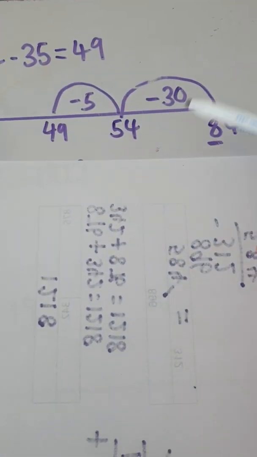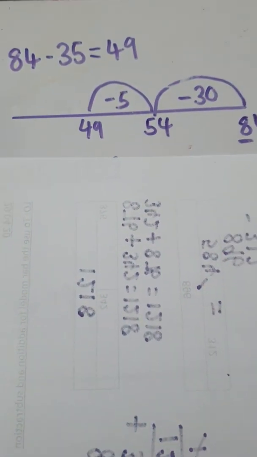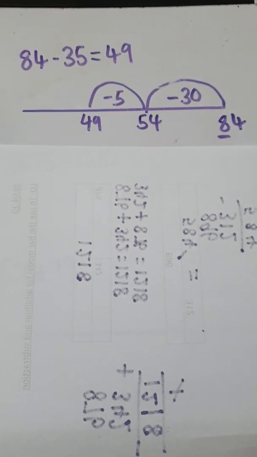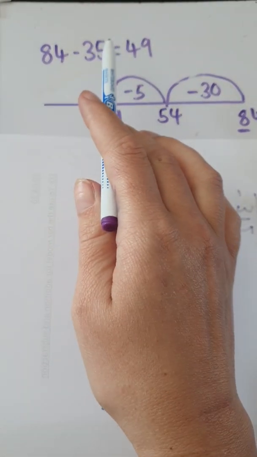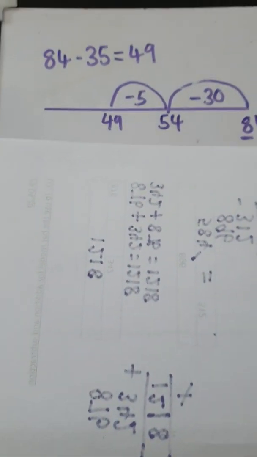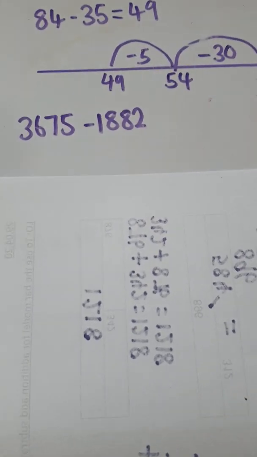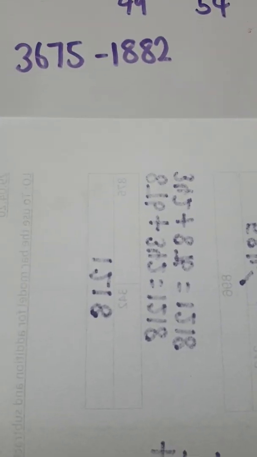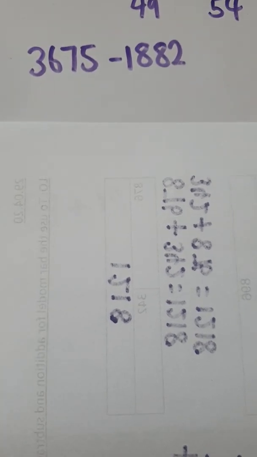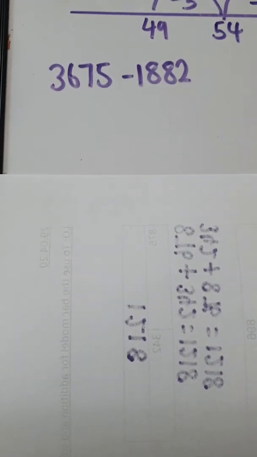Remember, when you do jump backs, partition what you're subtracting into tens and units. That is a mental method for subtraction, and because we've only got small numbers involved, a mental method is good to use there. So let's move on to another example. This time we've been given 3,675 minus 1,882. Looking at that, what method would you use to work that out?